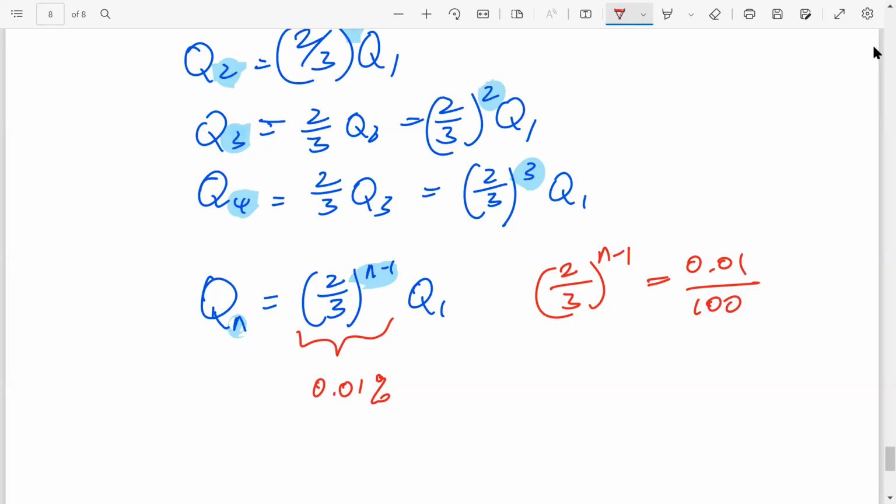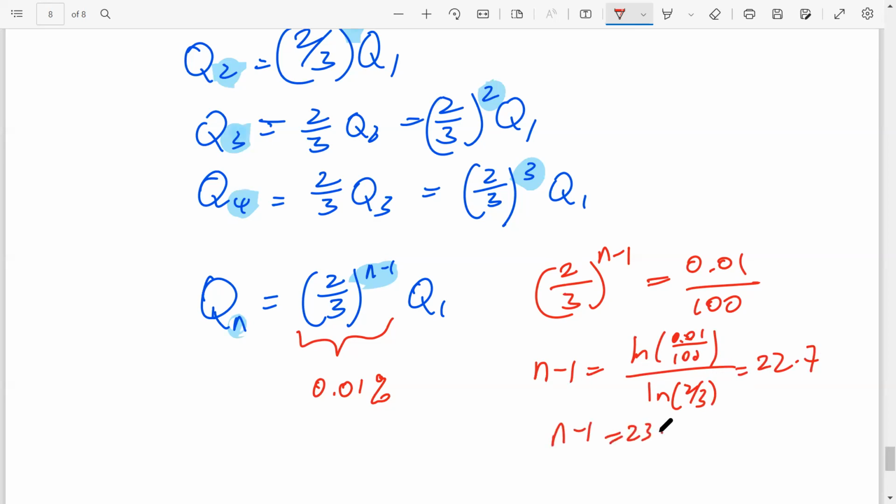So solving this using ln, you can use n minus 1 equals ln 0.01 over 100, over ln 2/3. You can use logarithm also. You will get actually 22.7, or n minus 1 equals 23.7, which means that n equals 23.7. So you need a minimum of 24.